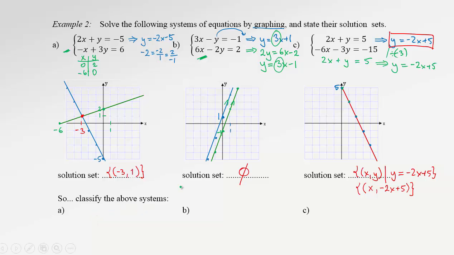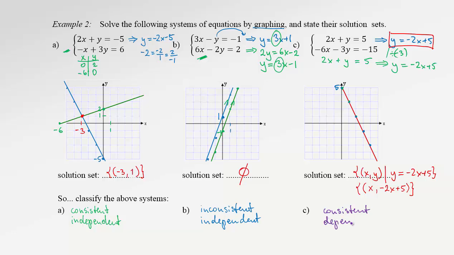Finally, let's classify the above systems. So what can we say about the first system? We do have a solution, so the system is consistent. And the lines are different, so the system is independent. In the second example, we have 2 parallel lines and we have no solution. No solution means the system is inconsistent. The lines are still different, so the system is still independent. Finally, we have a system with lots of solutions, so it's consistent. But the 2 lines are exactly the same, so they depend on each other.